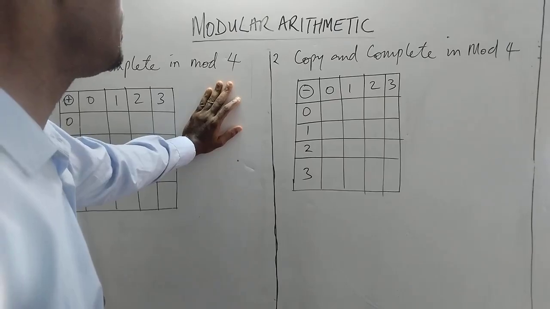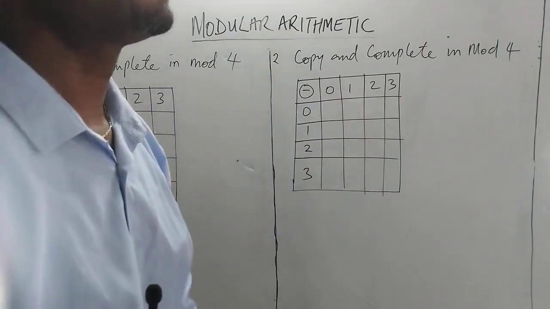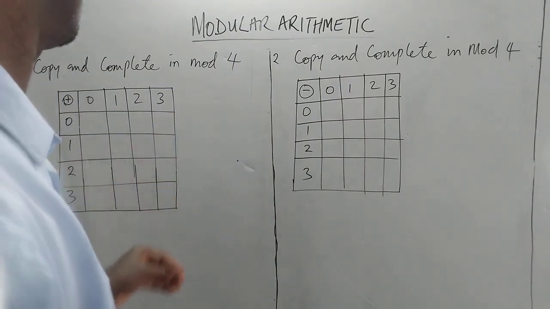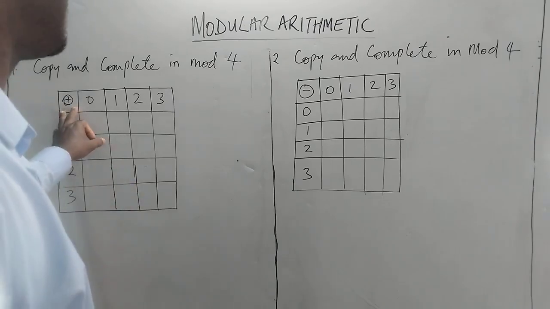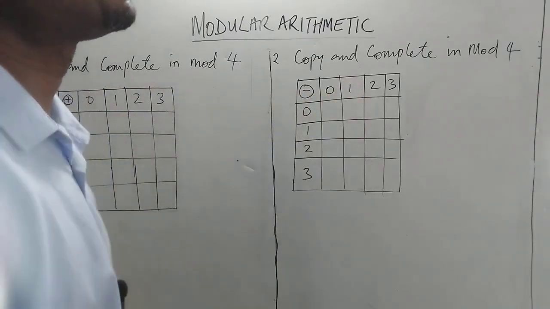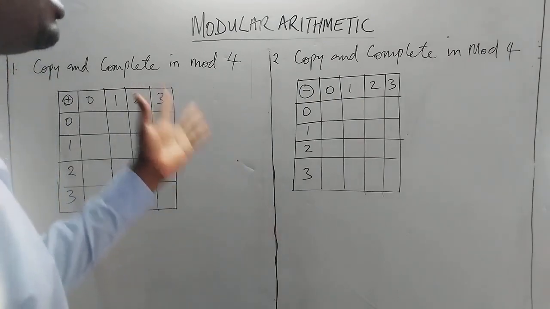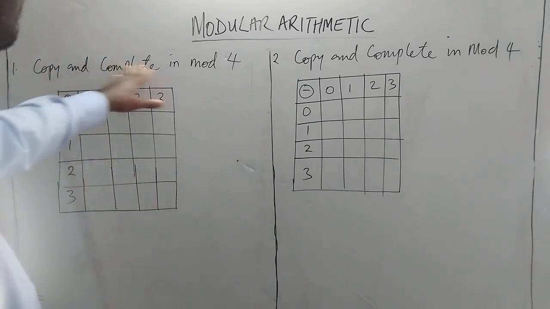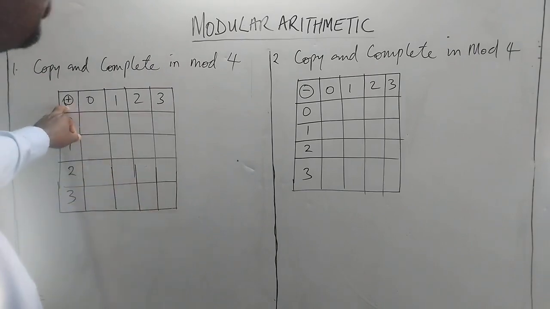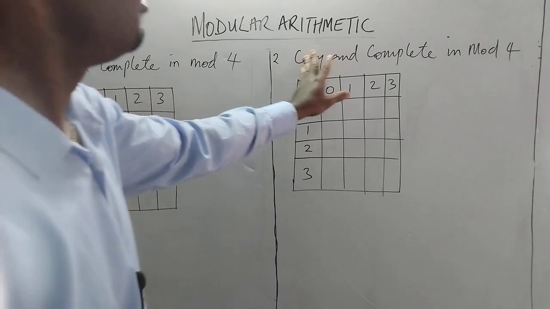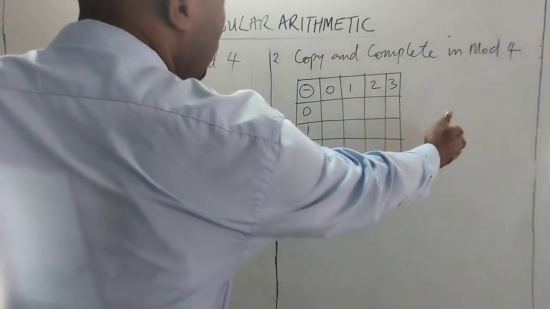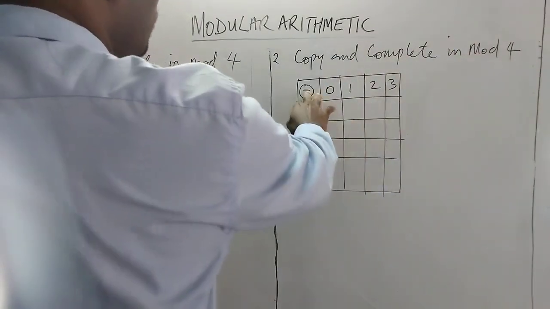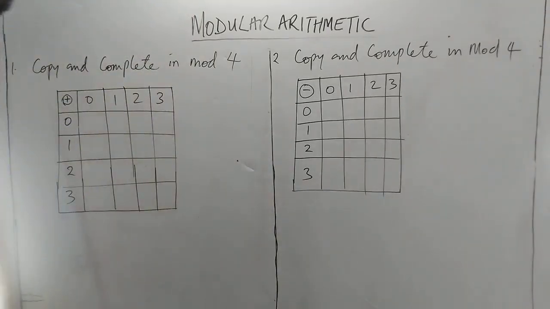Our topic for today is modular arithmetic. In this video, I will teach you how to add and subtract in modular arithmetic. On my left, the question says copy and complete in mod 4, and that is addition. Then the right-hand side says copy and complete in mod 4, and that is subtraction.